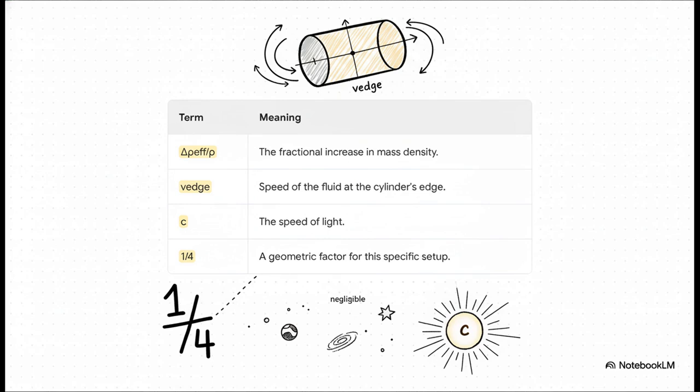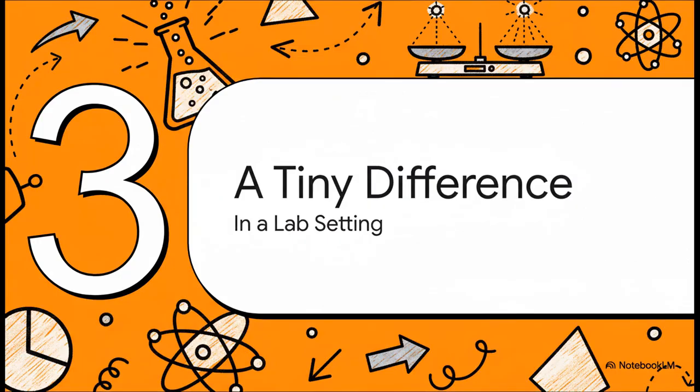All right, so here's the really cool part. The increase in mass really just depends on two things: how fast the fluid is moving at the very edge, and how that compares to the speed of light, c. And that 1/4 at the front, that's just a little geometric factor that pops out because of the specific cylindrical shape we're using.